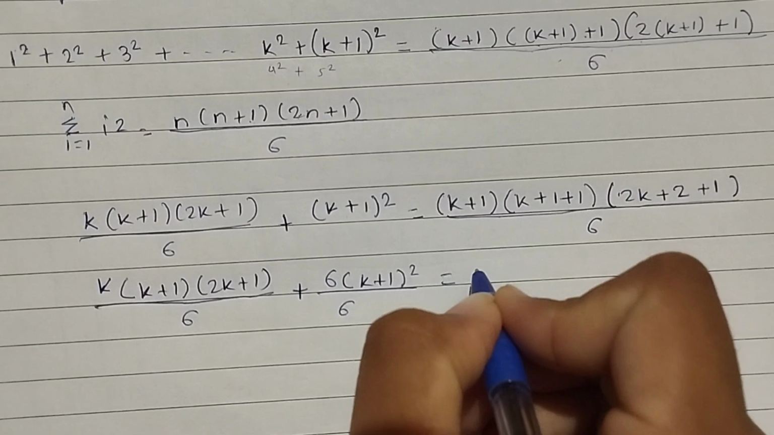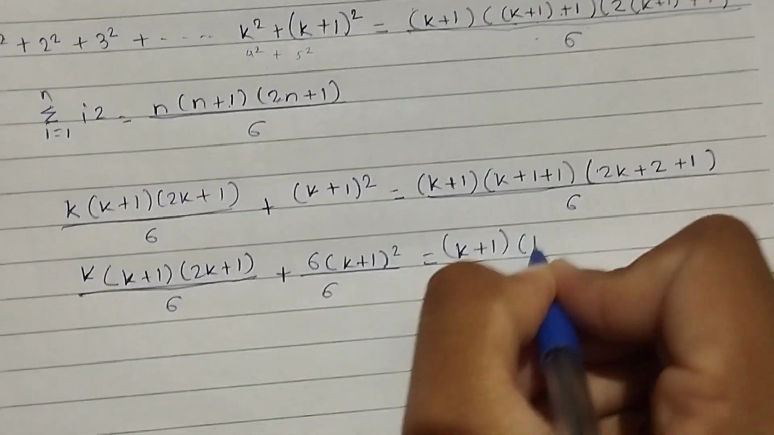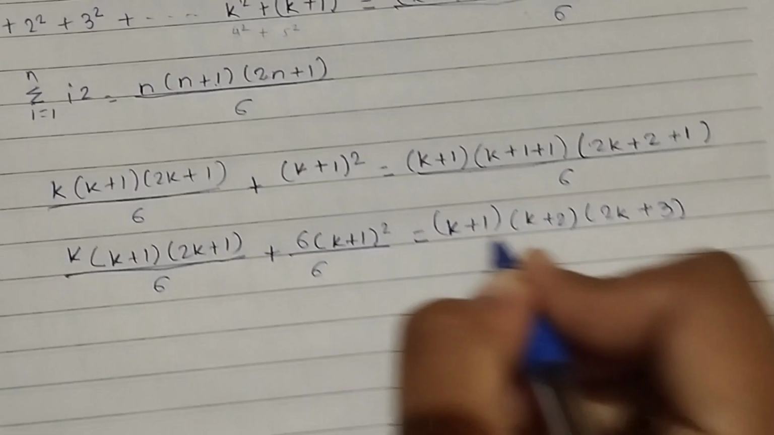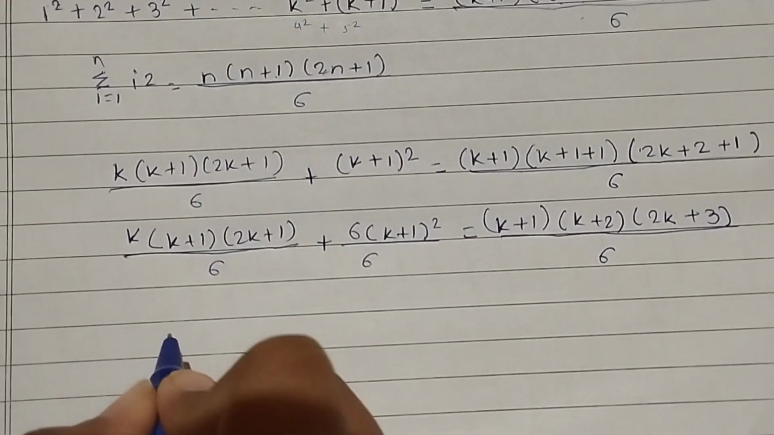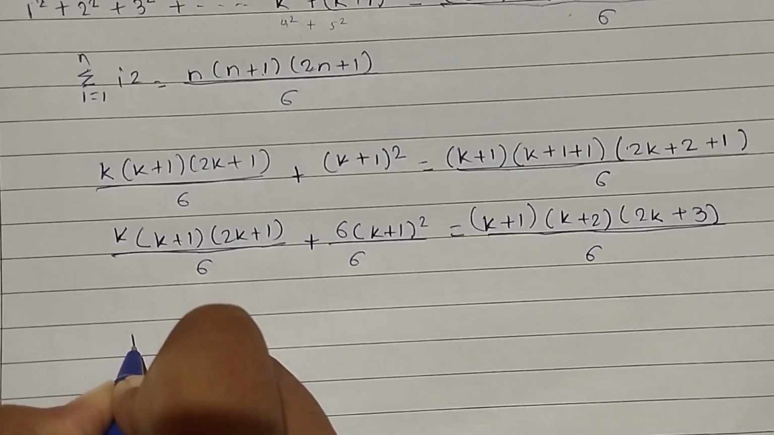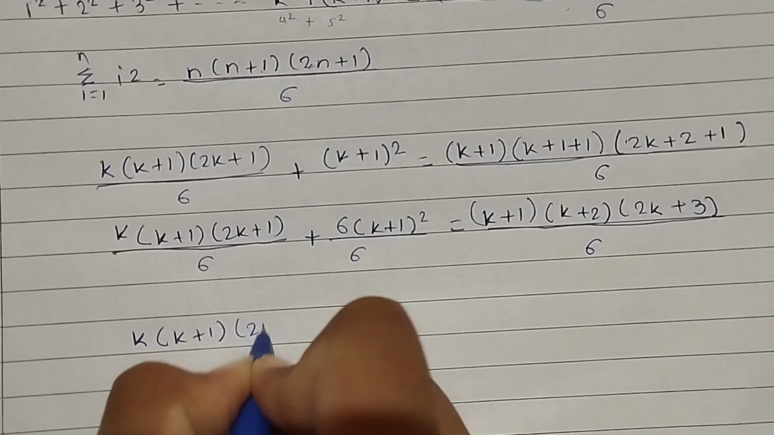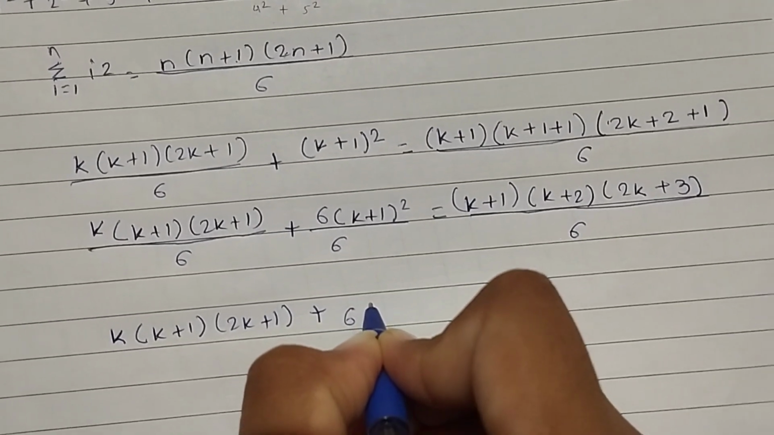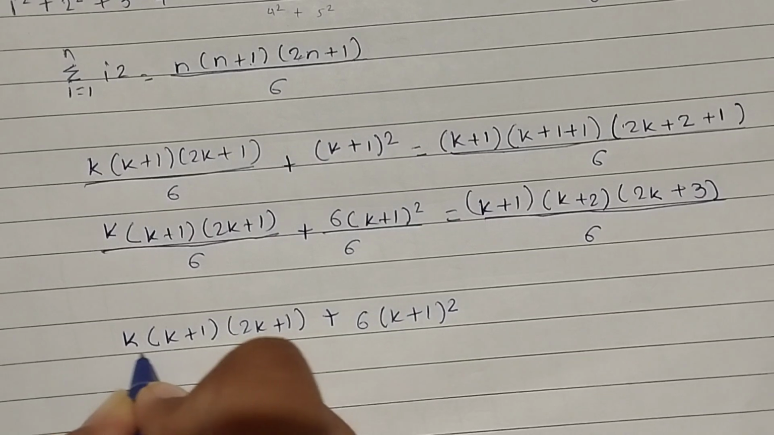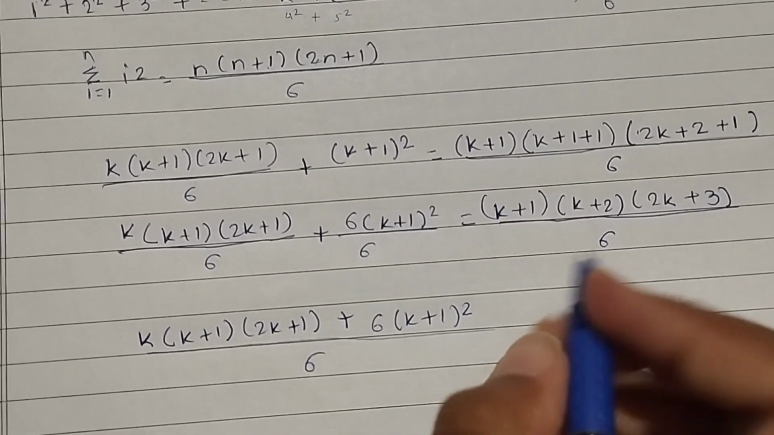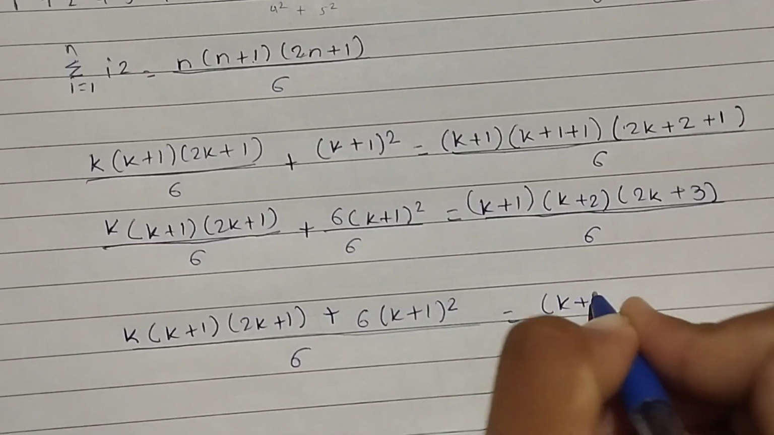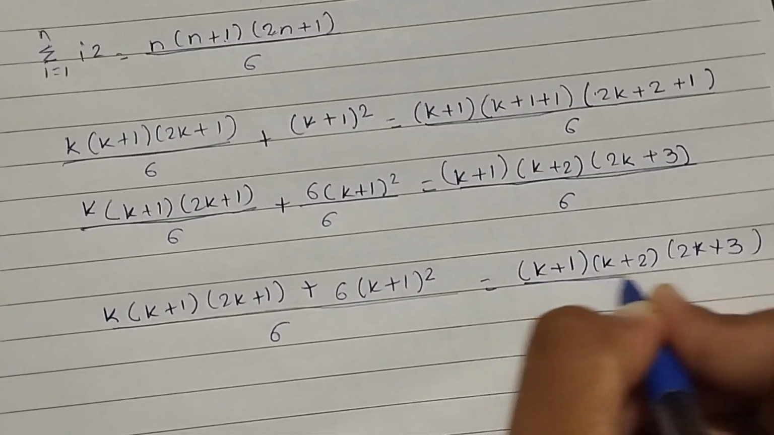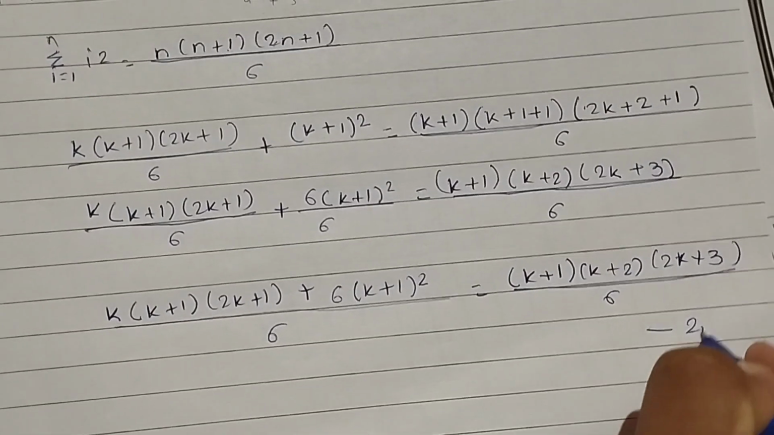So again we solve this right hand side. So this k plus 1, this k plus 2, 1 plus 1 is 2, and this 2k plus 3, this 2 plus 1 is 3, divided by 6, and this term we write (k plus 1)(2k plus 1) plus 6 into (k plus 1) squared divided by 6 is equal to, this term is right now as it is, (k plus 2) plus (2k plus 3) divided by 6. Now this is our equation number 2.